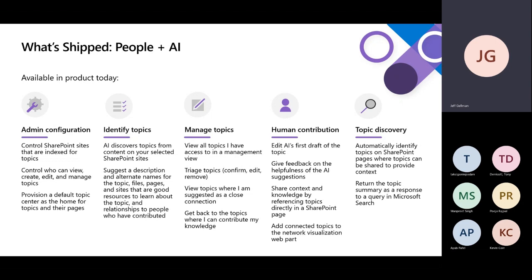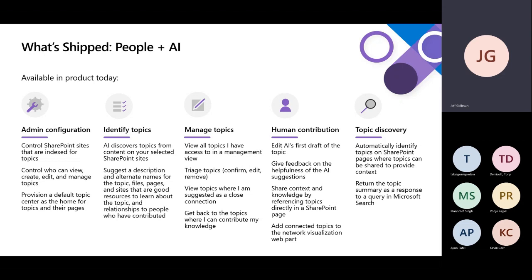And you can view topics where you are suggested as an individual. So say you worked on a particular document, the AI engine would then identify you as somebody who worked on that document and maybe specifically related to a topic. So you'll get to see that, as well as get back to the topics where you know that you can contribute knowledge yourself.